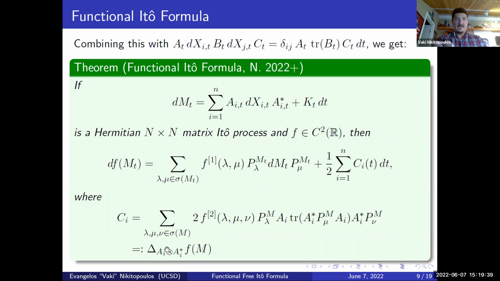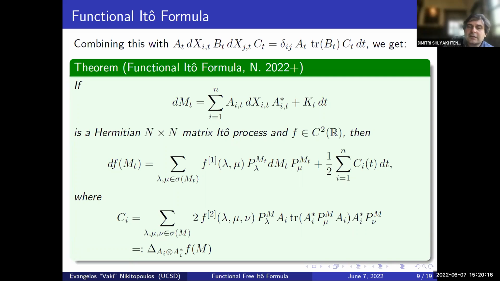Now, this is written in the literature as delta sub A_i tensor A_i star of M. We won't say too much about that, but that is again supposed to suggest that there are more general kinds of stochastic integrands that you can consider, and for those more general integrands, you would notate this correction term by putting the integrand in the subscript. But anyway, this is the functional Ito formula for matrices. Again, I'll pause on the formula a little bit so you can look at it.